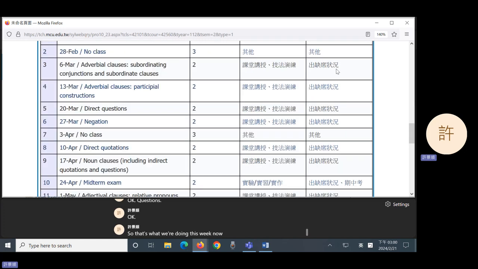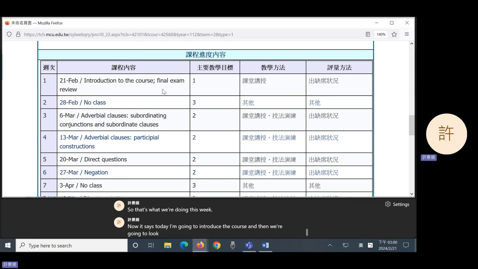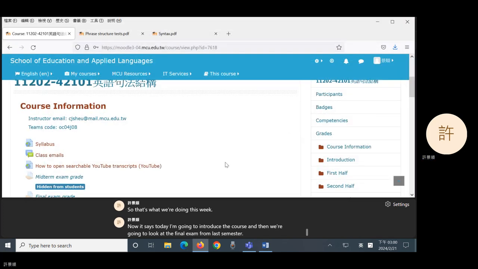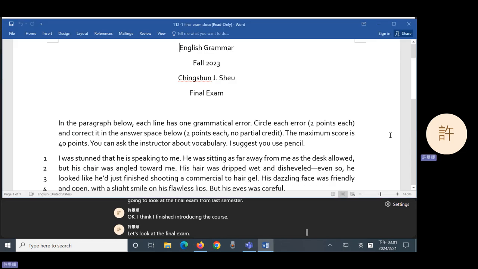Now, it says today I'm going to introduce the course, and then we're going to look at the final exam from last semester. Okay, I think I finished introducing the course. Let's look at the final exam. This thing. I'm sure some of you had nightmares about this. So let's take a look.